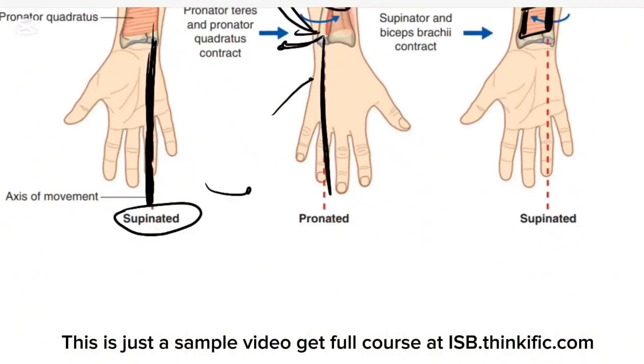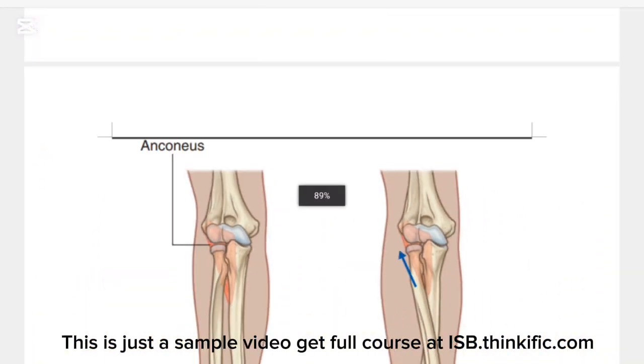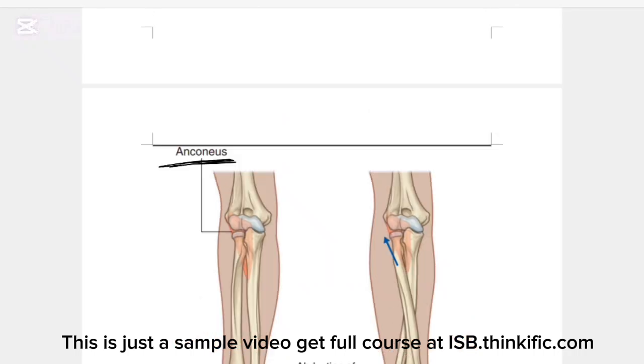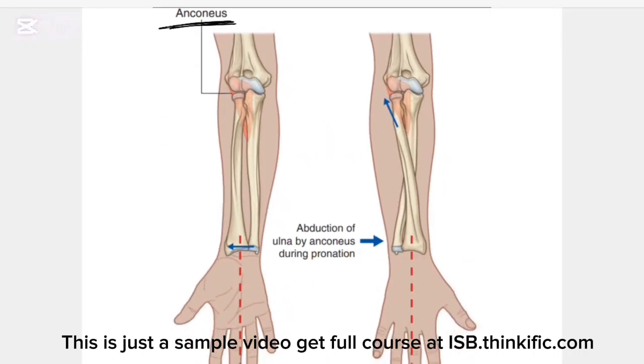Now let's talk about the anterior compartment. That's the function of anconeus. Do you see? The muscle that I've told you that it abducts. That's another muscle. We will talk about it in details later. But just note right now by name that the function of the anconeus is abduction of the ulna, right? Abduction of the ulna by anconeus during pronation.